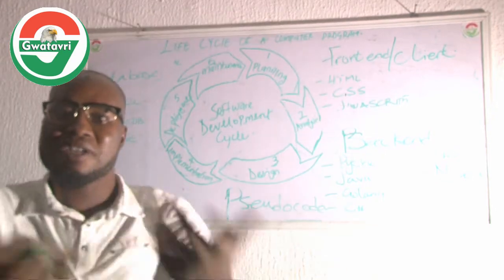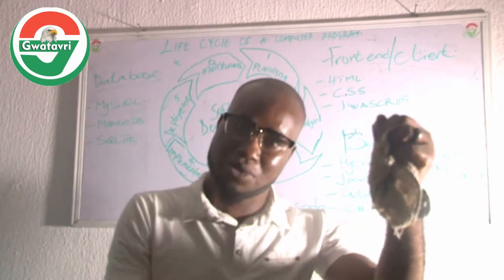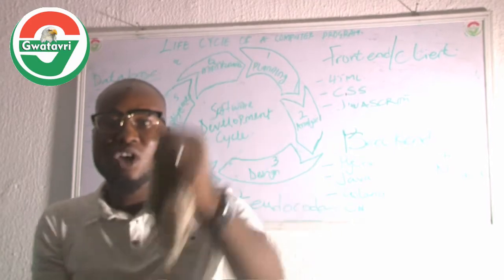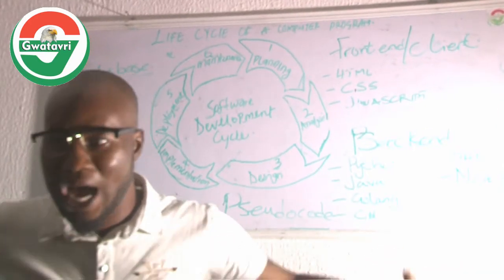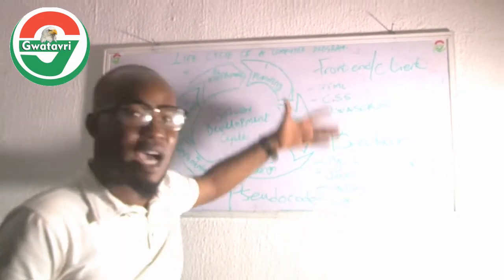Like, for instance, when you are driving a car, you only know that when you want to move to the right, you turn your wheel to the right. When you want to move to the left, you turn your wheel to the left. The operation that happens behind the scene, you don't know. That is just an instance of front end and back end.